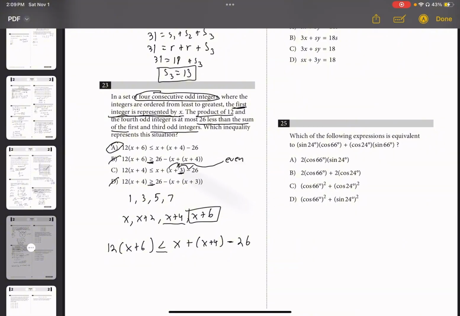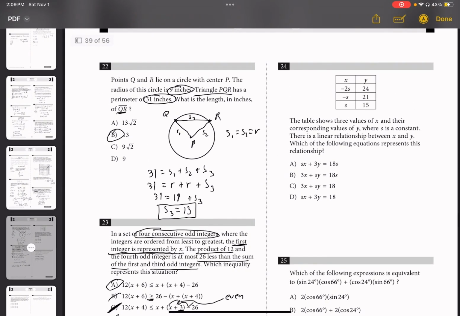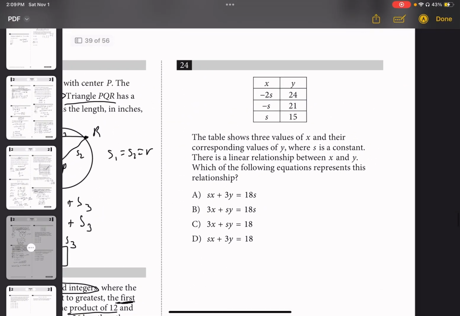So this will never make sense. So C can never be correct either. But I feel like the easiest method of solving this problem is the way I did it here. It's the easiest way to visualize it conceptually. We're going to move on to the next one.